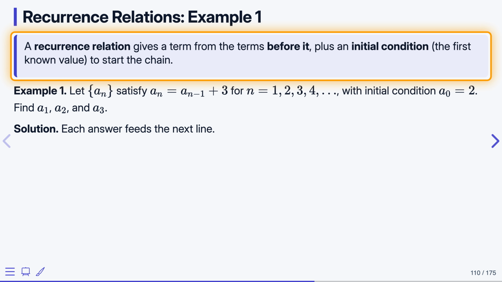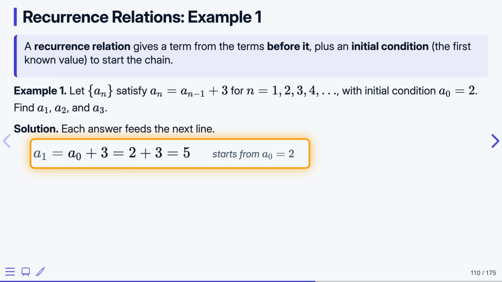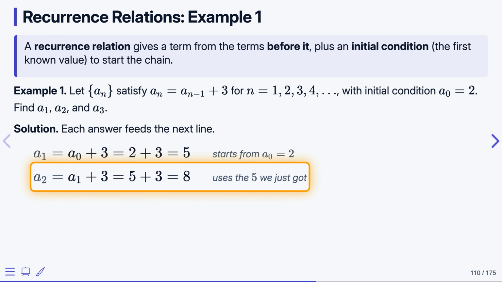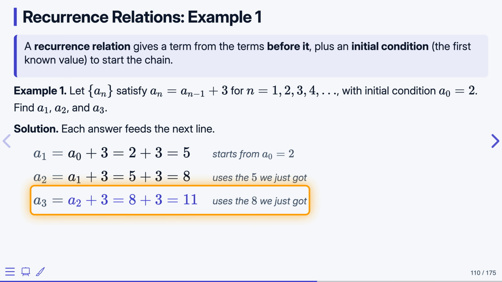In example 1, the rule is a sub n equals a sub n minus 1 plus 3. In words, each term is the term just before it plus 3. The initial condition is a sub 0 equals 2. So we build the sequence one step at a time. A sub 1 equals a sub 0 plus 3, which is 2 plus 3, which is 5. A sub 2 equals a sub 1 plus 3, which is 5 plus 3, which is 8. A sub 3 equals a sub 2 plus 3, which is 8 plus 3, which is 11. Watch how each answer feeds into the next line.